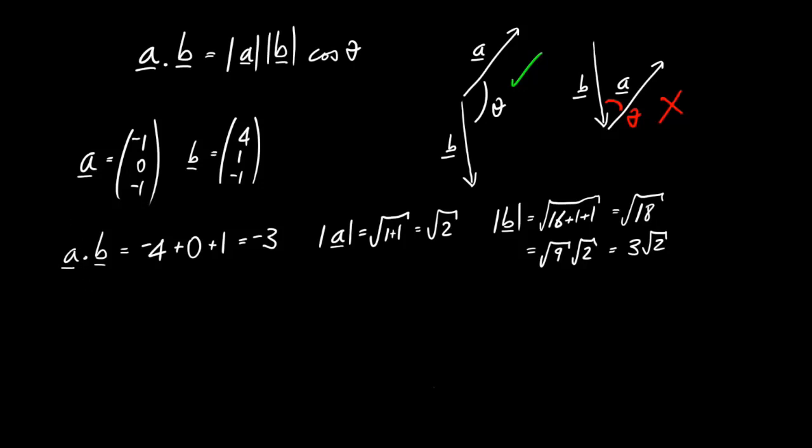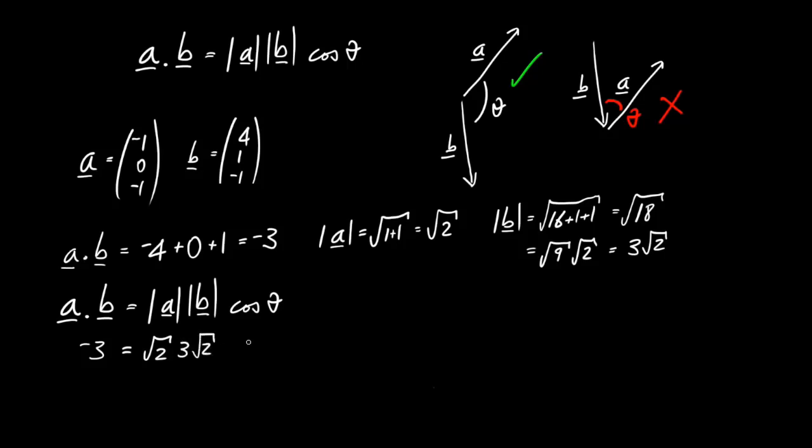Let's pull down a copy of that definition there, relating a dot b to its magnitudes and the angle, and fill in what we know for this particular choice of a and b. We've got minus 3 is therefore equal to root 2 times 3 root 2 times cos of the angle that we're after. So now we just need to rearrange. That means that cos of the angle is going to be equal to minus 3 divided by, well, we've got two lots of root 2, so that's just going to be 3 times 2, and if we simplify that down, it's just going to be minus a half.